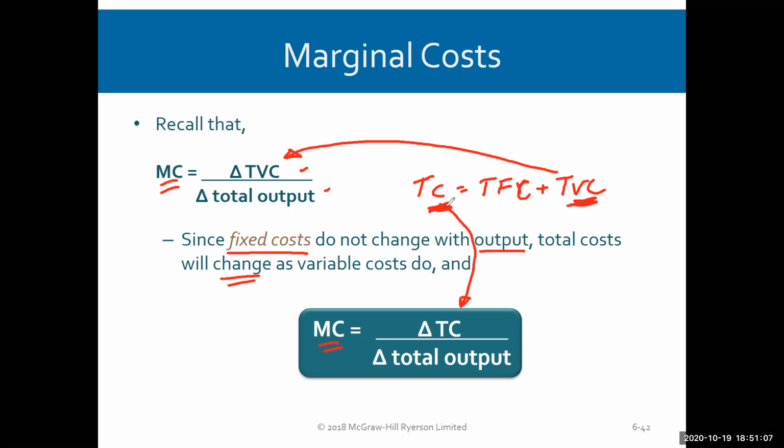So if you're looking purely at changes, then it's true that the change in total cost is exactly the same as the change in total variable cost. So be careful what numbers you're getting and what numbers you're looking for, because now there's two ways to calculate marginal cost, and they'll both give you the exact same number.